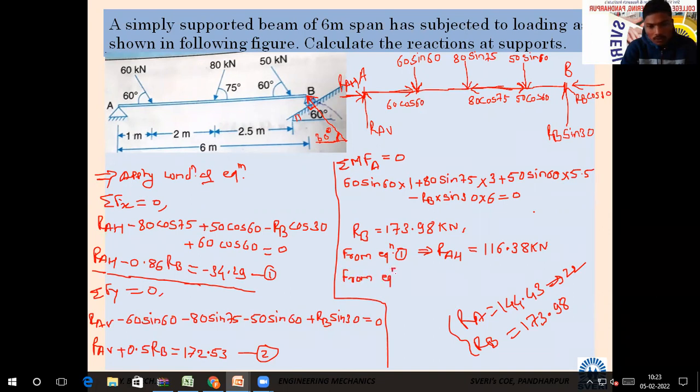Next, from equation 2, what will you get? Suppose we put the value of RB in equation 2, we will get RAV. What will that be? Tell me. That simple mathematics I will not tell now. So 172.53 minus 0.5 into the value of RB, 173.98. What is the value of RAV? 85.54 kilonewton.